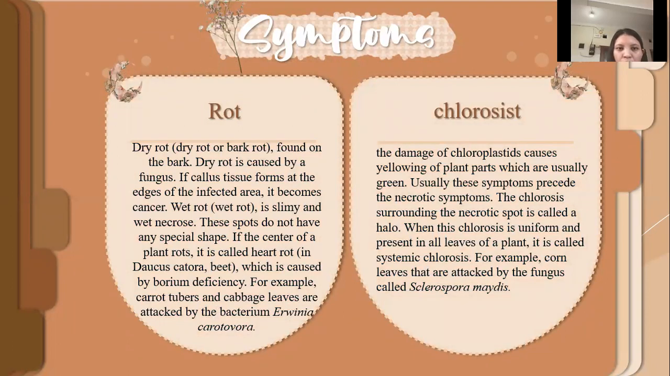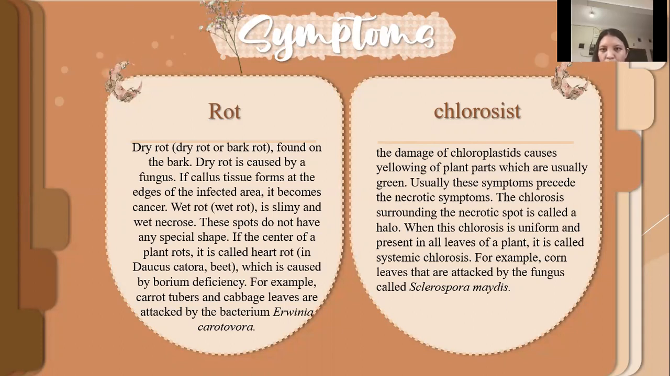Rot, dry rot or bark rot. For the bark, dry rot is caused by fungus. If callus tissue forms at the edges of the infected area, it becomes canker. Wet rot is slimy and wet necrosis. These spots do not have any special shape. If the center of the plant rots, it is called heart rot, which is caused by boron deficiency. For example, carrot tubers and cabbage leaves attacked by the bacterium Erwinia carotovora.